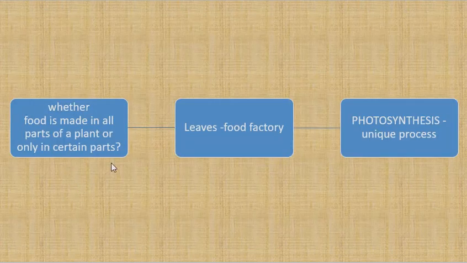Now, whether food is made in all parts of the plant or only in certain parts, leaves are called the food factory. Food is not usually made in all parts. Mostly it is made by the leaves. That is why it's called food factory.